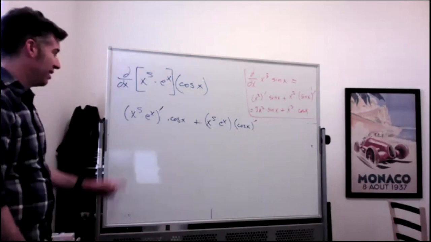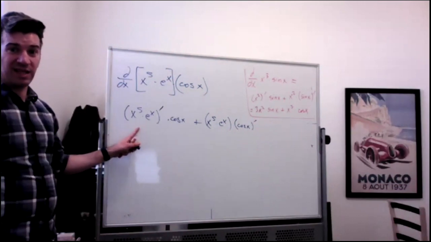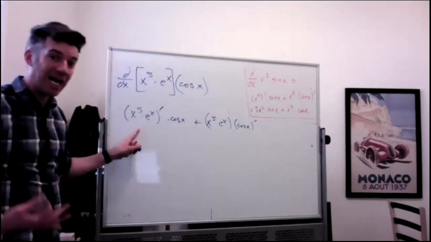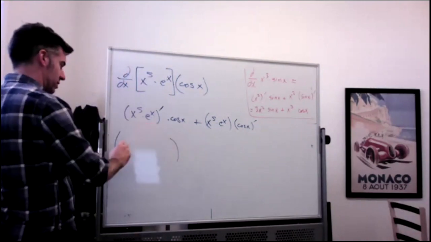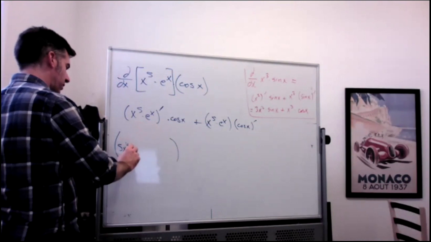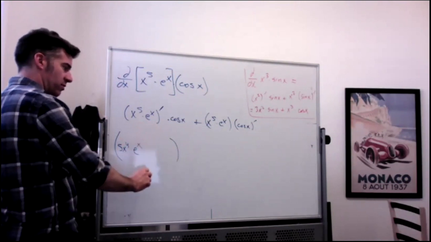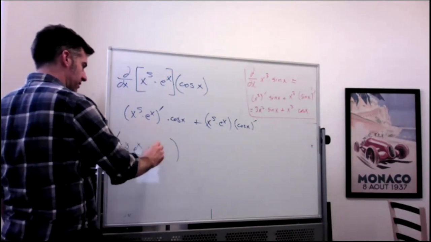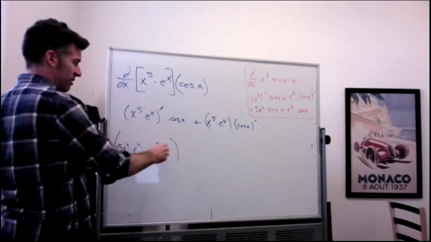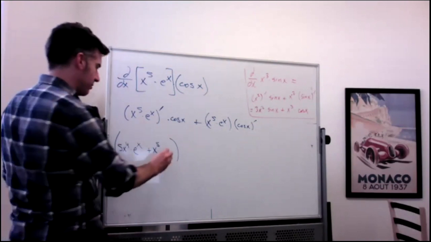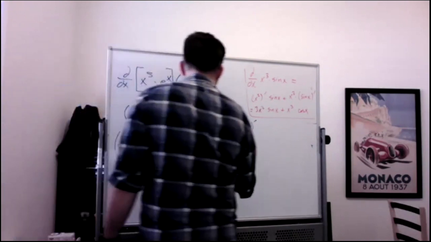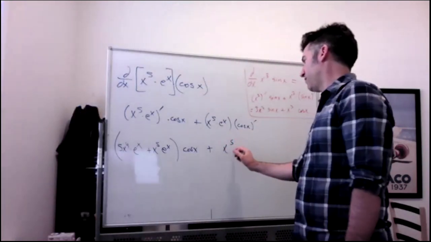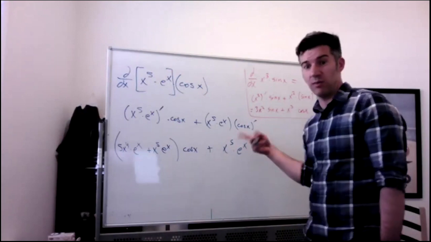Now, for the derivative of x to the 5th times e to the x, we're going to use the product rule again. So this part's going to be the derivative of this, which is 5x to the 4th, leave the e to the x alone, plus leave the x to the 5th alone, multiply by the derivative of e to the x, which is e to the x. And it's all of that times cosine, plus x to the 5th times e to the x times the derivative of cosine, which is negative sine.